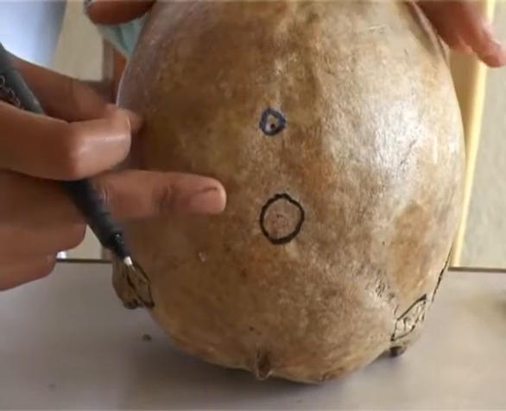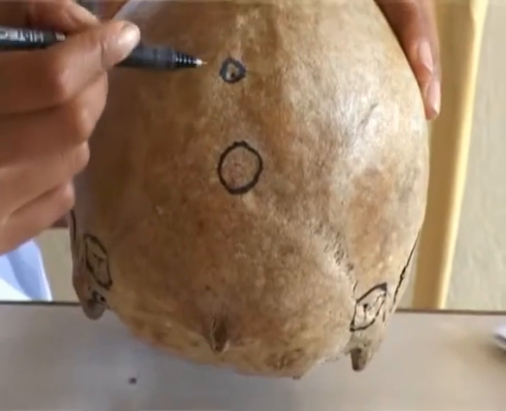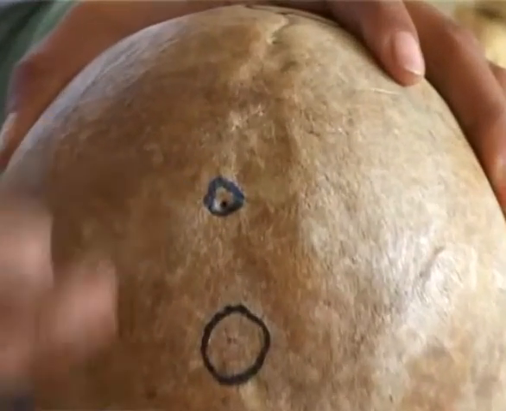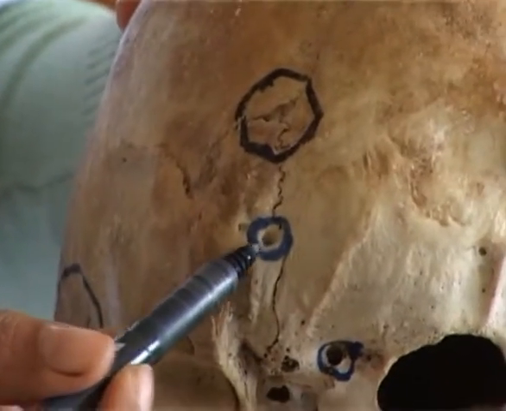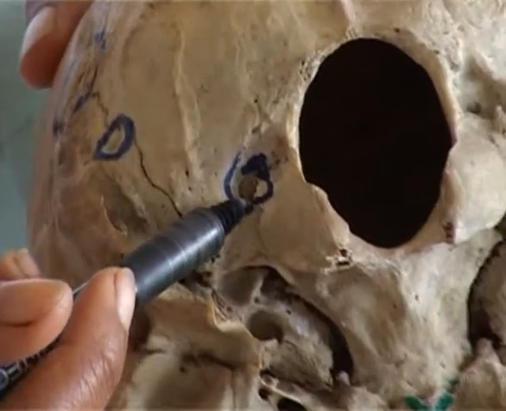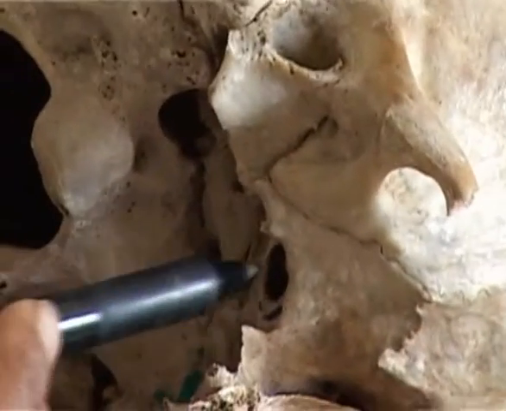These veins which are shown are the vein passing through the parietal foramen, vein passing through the mastoid foramen, vein passing through the posterior condylar canal, and vein passing through the foramen ovale.